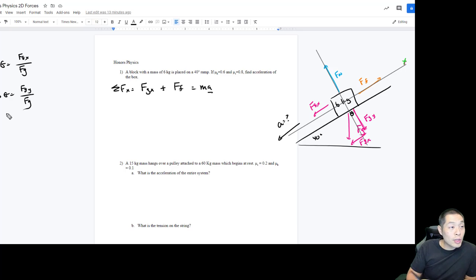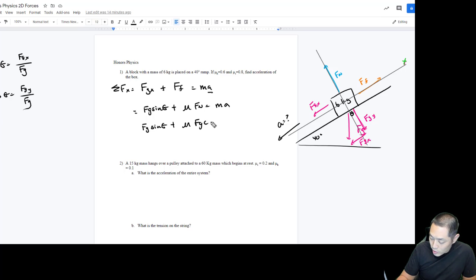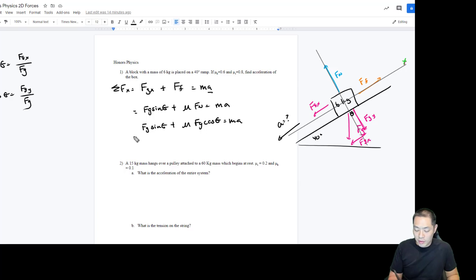Okay, so here are my relationships. I'm going to use that to figure out what these are. So I'm going to plug it in. Fgx is Fg sine theta. Force of friction is mu, I'm going to still leave it blank for now, Fn, ma. This Fn is right here. So, like I said, these are equal and opposite of Fgy. So we're going to do that. So Fg sine theta plus mu Fg cosine theta equals ma. So here's my equation. I want to solve for a.